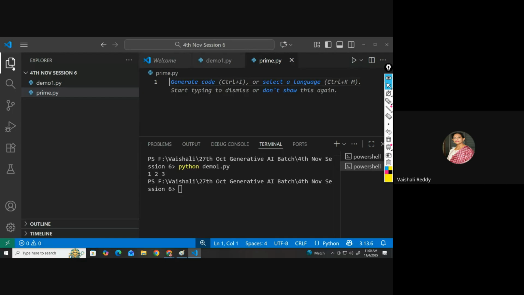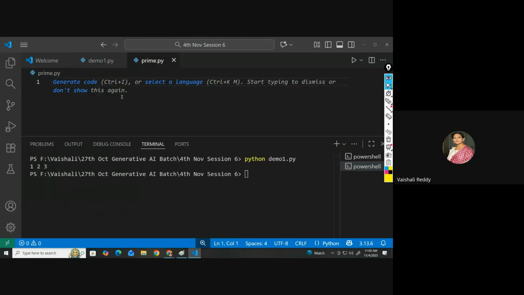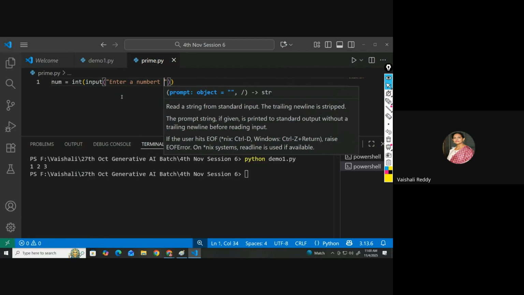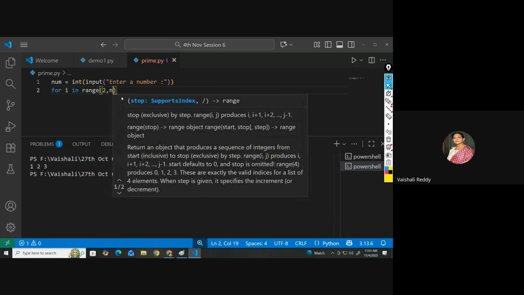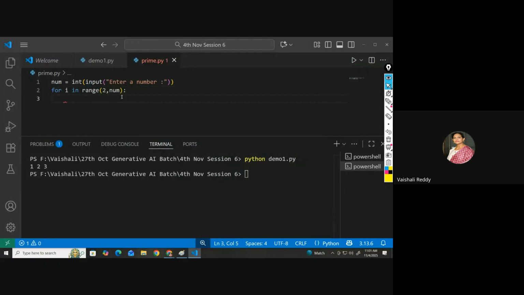So first of all, we are asking the user to enter a number. We have to check if the number is a prime number or not. So, what we decided was for i in range 2, num. And then we discussed if num mod 2 equal to 0. If it is divisible, we are saying break.